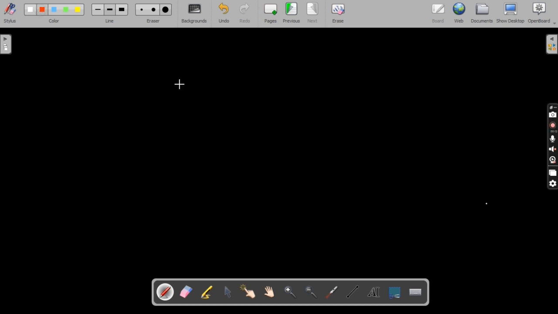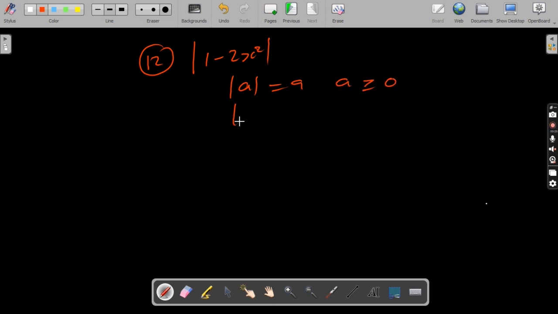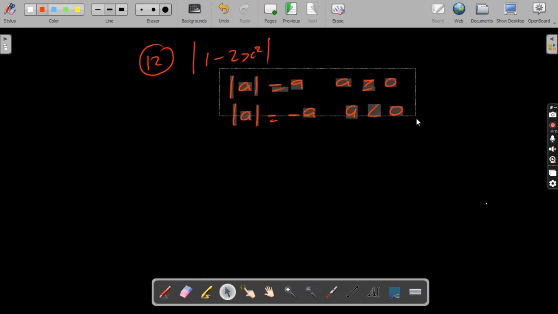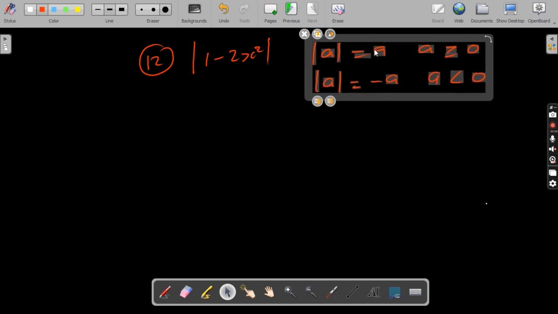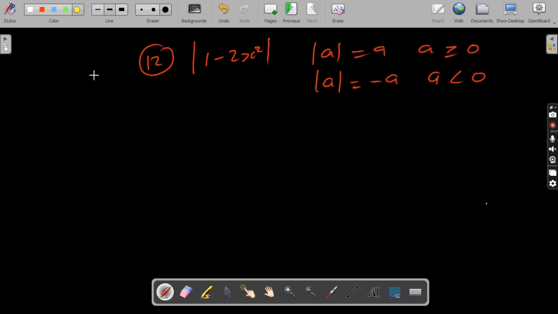So we are asked to find the absolute value of 1 minus 2x squared. So we're going to consider both of the cases where A is positive and where A is negative. If A is negative, we have to negate it, and if it's positive, the absolute value will just be whatever's inside the absolute sign. But now we're not given any conditions, so we don't really know what this is. It can be negative or positive, so we're going to cover both cases.